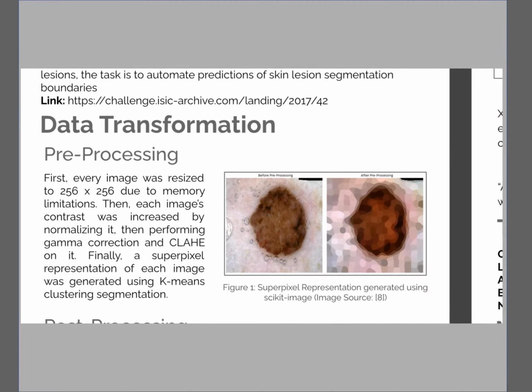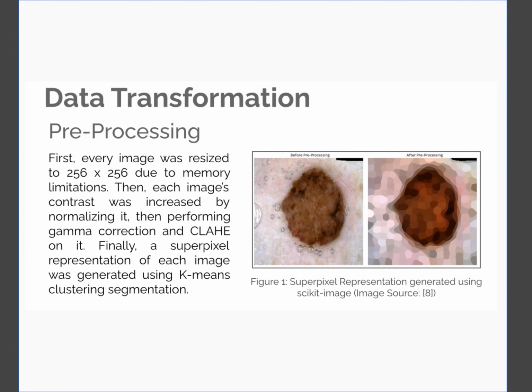Before talking about the models I developed, I will talk about the data manipulation techniques that we used to improve our model's performance. Note that these techniques don't involve any machine learning or neural networks at all. First, let us talk about the pre-processing. Every image was resized to 256 by 256 due to memory limitations. After that, each image's contrast was increased by normalizing it, then performing gamma correction on it, then applying contrast-limited adaptive histogram equalization on it.